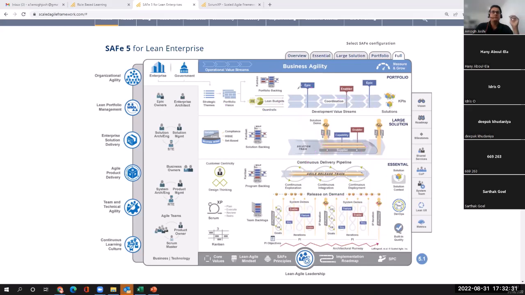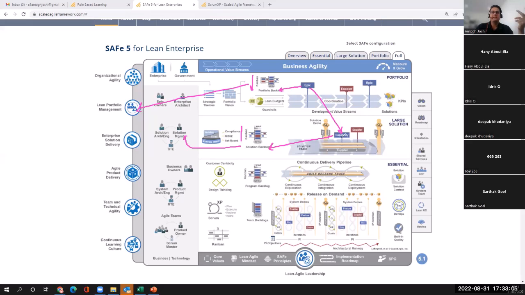Okay. Now, epics are managed in portfolio backlog. In portfolio, kanban is used to manage them, and your LPM, lean portfolio management, is the ownership of your portfolio kanban. Epics are broken down into capabilities, and these capabilities are stored in your solution backlog. Yeah, we discussed earlier, right? And solution backlog is managed in solution kanban, and solution kanban has ownership of the solution management.